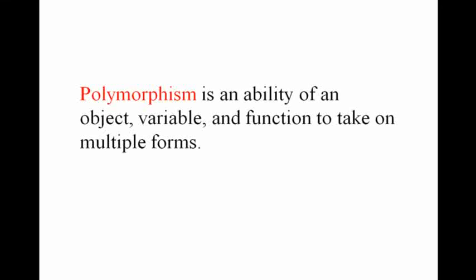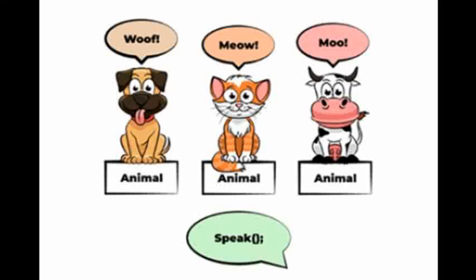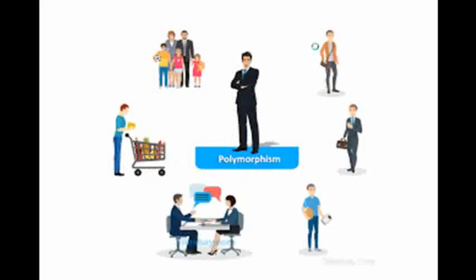Polymorphism is the ability of an object, variable or function to take on multiple forms. So these are all animals. They all speak, but they make different sounds. This is a person. Here he is a family man. So in different situations, he behaves differently. Here he is a customer. Here he is a client, right? So this is how polymorphism is represented through pictures in Java.